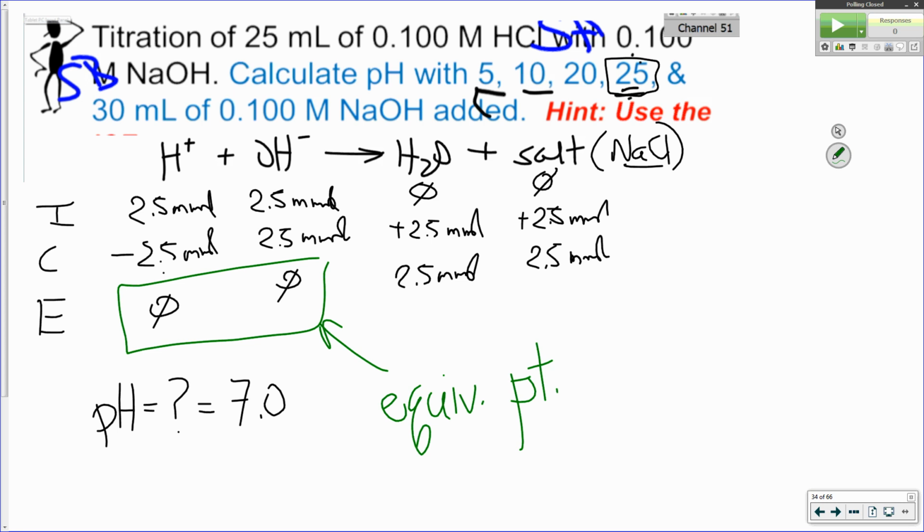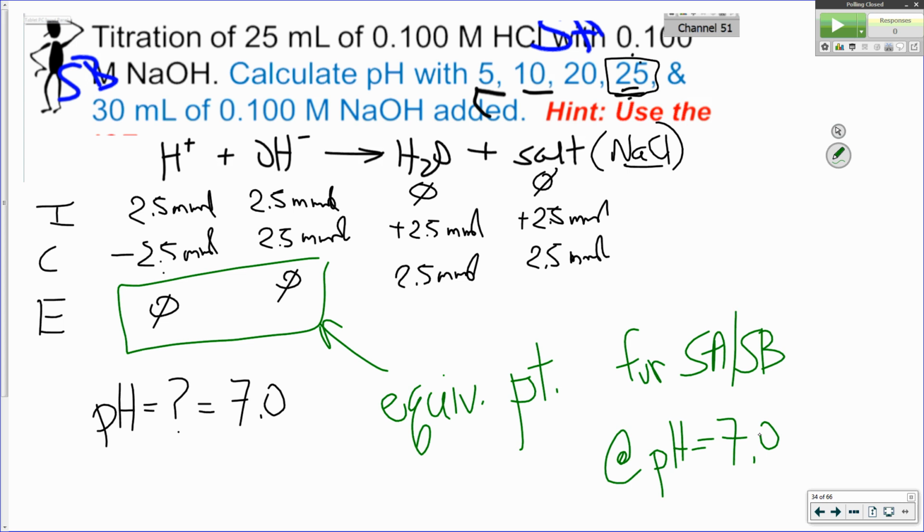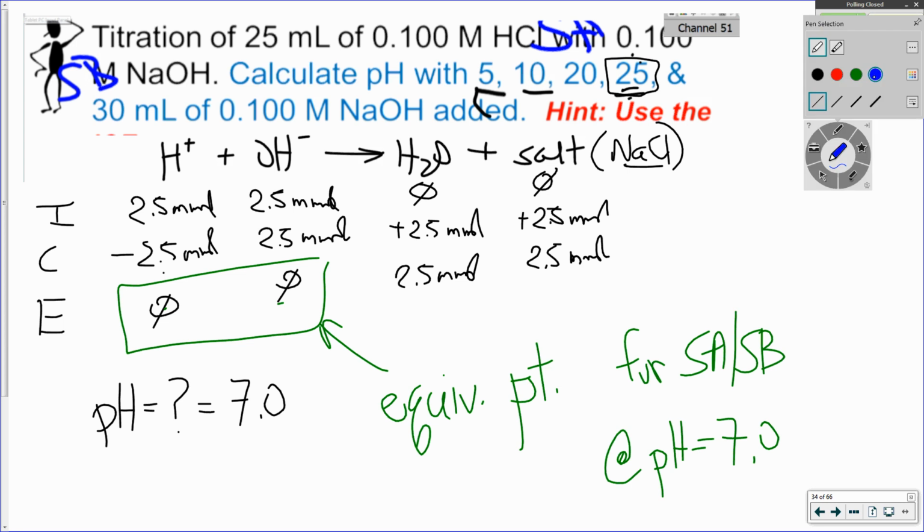Okay? And for a strong acid, strong base titration, the equivalence point is at pH equal to 7. So if I can recognize that I'm here in the titration or the mixture of these two things, I know it's pH 7. Now the key thing is recognizing that it truly is a strong acid, strong base. If it's a strong acid, weak base, it's not 7. And we're going to cover that in a minute. But this is true of strong acid, strong bases.